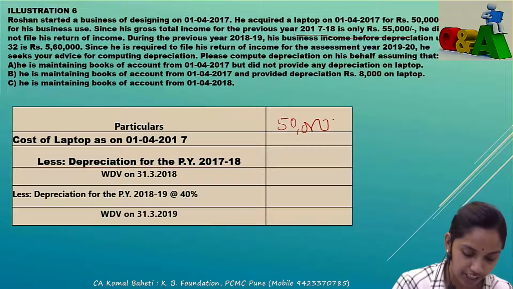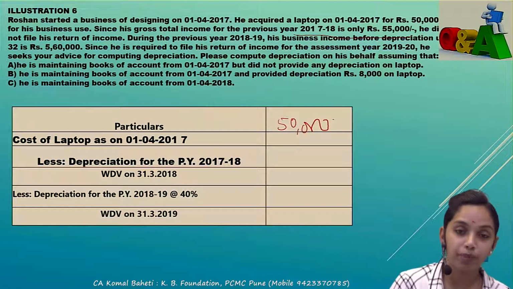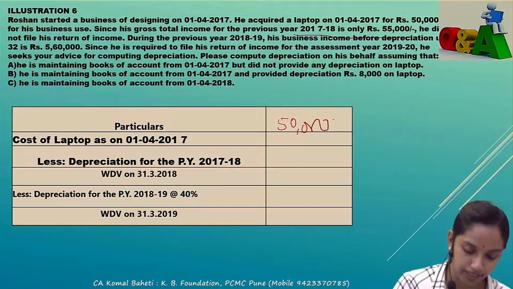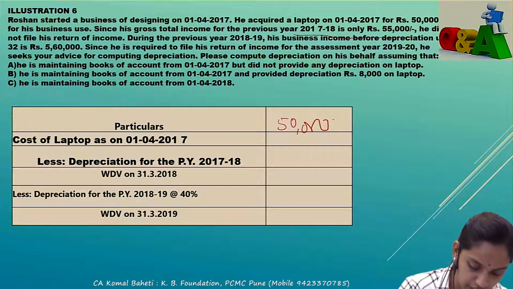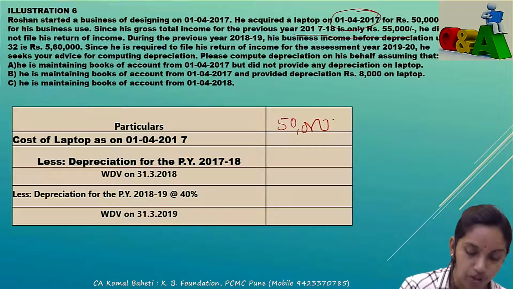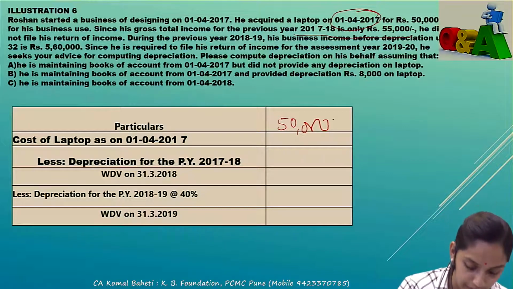The depreciation rate, since it's a laptop, is 40%. So we'll get 40% depreciation on the 50,000. The asset has been put to use on the 1st April itself, so I'll get the full year depreciation. The cost of the asset is 50,000 and the rate of depreciation is 40%. So depreciation for the first year will be 20,000.